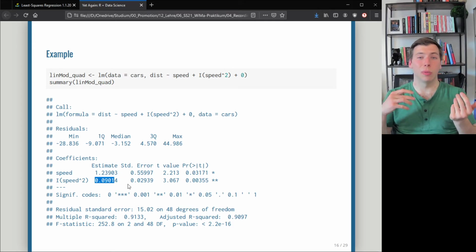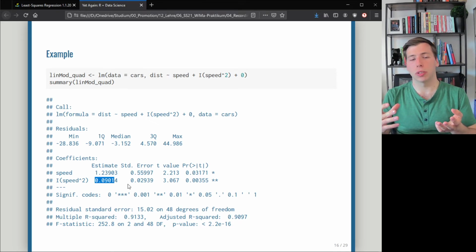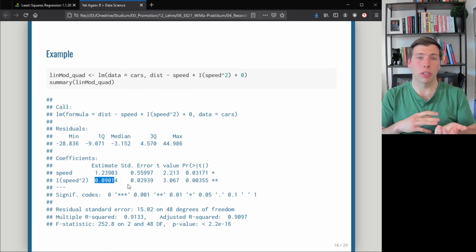And now you might be thinking, okay, why is there a square in there? Because I thought we were talking about linear models. The point of the linear model is that the parameters are linear.